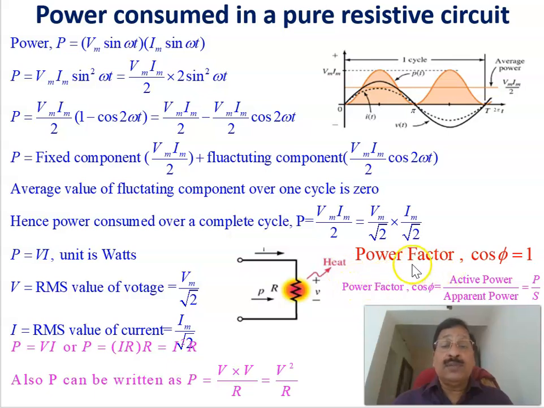Another definition, for the power factor: since both voltage and current are in phase, or the phase angle is equal to 0, the power factor equal to cos phi, or cos 0, is equal to 1. Therefore, it's a unity power factor. Pure resistive load means power factor equal to unity. Another way of defining power factor is cos phi equal to the active power divided by the apparent power, or P by S. In this case, since there is no reactive power, apparent power is the same as active power, so P equal to S, and power factor equal to unity. For a pure resistive load, power factor equal to unity.